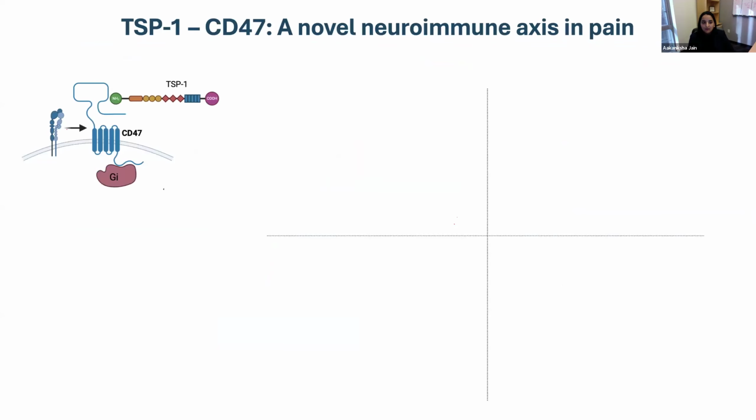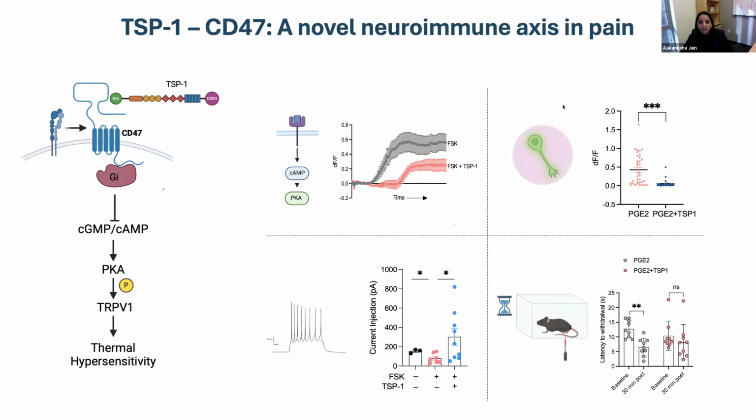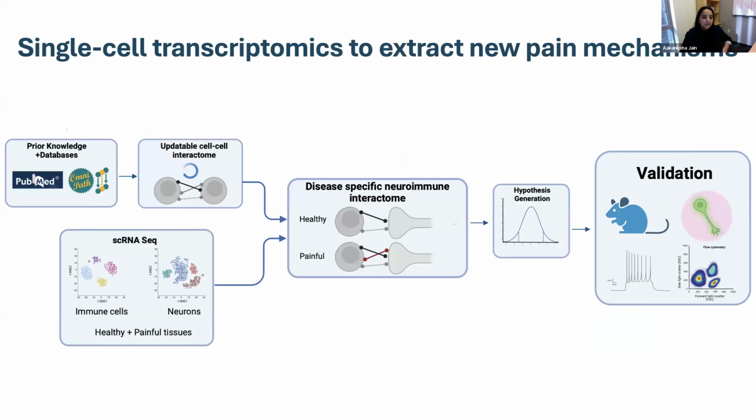So to validate this, we have done a lot of experiments, and I'm going to just have one slide to show this. But we were able to show using electrophysiology, calcium imaging, and animal behavior that TSP1 made by macrophages indeed talks to CD47 in sensory neurons to inhibit PKA, which I told you was a driver of pain hypersensitivity, and through TRPV1 modulation attenuates thermal hypersensitivity. So we were able to take the single cell sequencing data set and predict a novel interaction, and were able to validate this interaction to identify new mechanisms for pain.